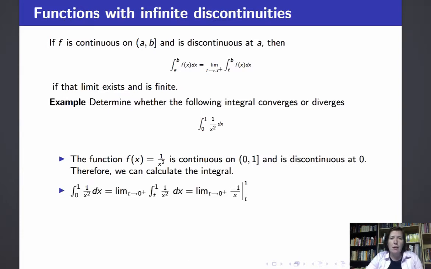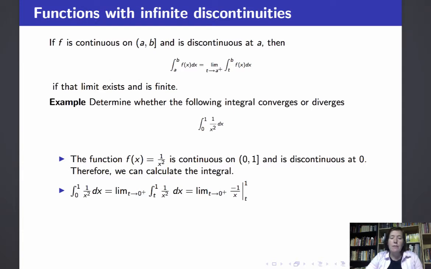It says that the integral from 0 to 1 of 1 over x squared dx is the limit as t approaches 0 from the right of the integral from t to 1 of 1 over x squared dx. And of course, for any t bigger than 0, this integral is defined because the function 1 over x squared is continuous on the interval from t to 1.